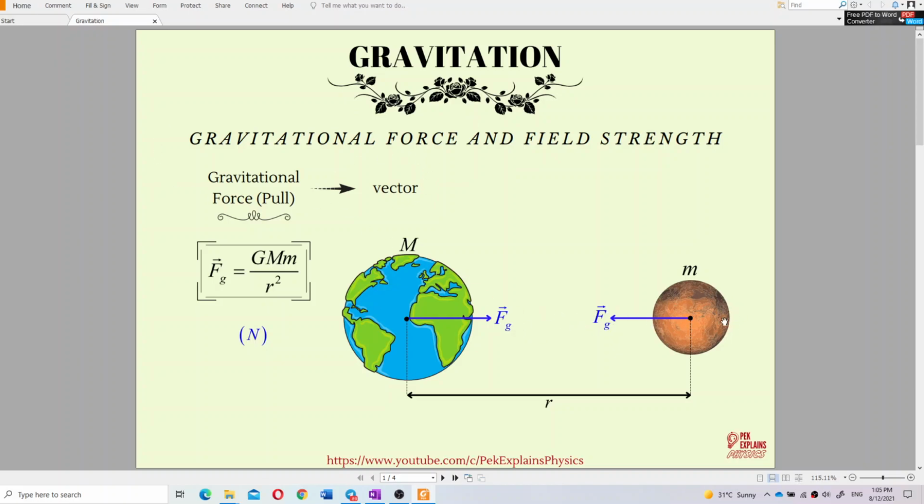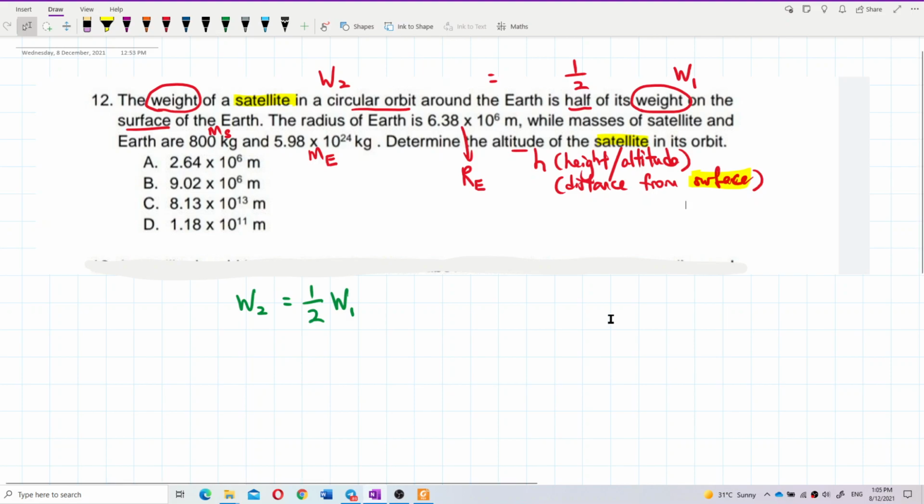So we assume this one is our satellite, and this is our Earth. In between them, they are pulling each other. That's why the satellite has weight. It has weight because it has gravitational force. So the weight is actually the gravitational force. Understand? Gravitational force is actually the weight.